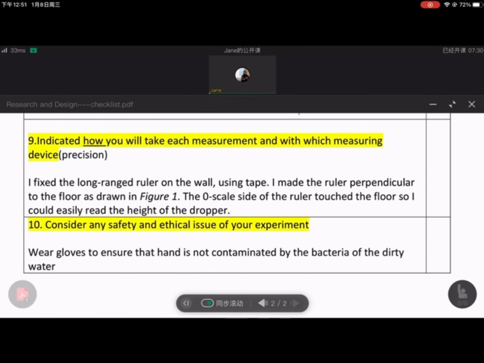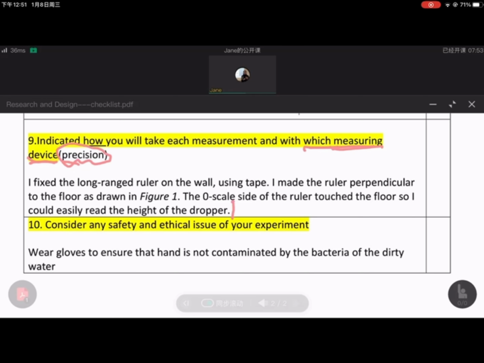Checkpoint 9, indicate how you will take each measurement and with which measuring device. When you mention which measuring device, you are actually telling the examiner that you have considered the precision of your measurements, right?